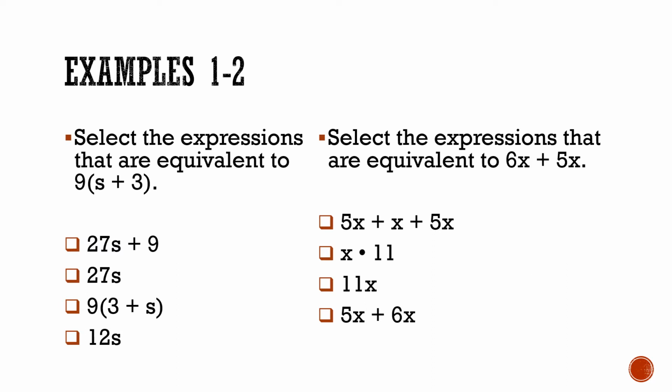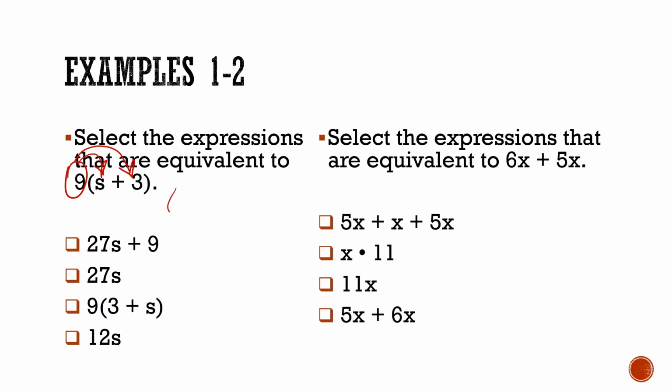Select the expressions that are equivalent to 9s plus 3. Now all of these answer choices today are boxes, as you see, because that means it's a select all. So that could be still just one correct answer, or it could be all of them. So there may just be one correct answer, there may be multiple correct answers. So we need to distribute this 9.